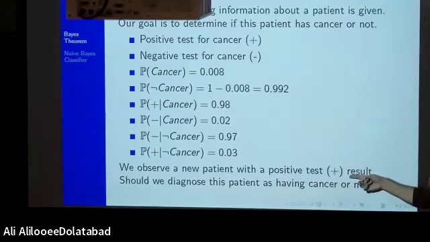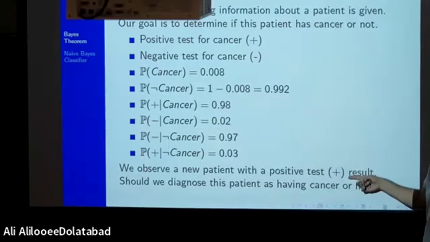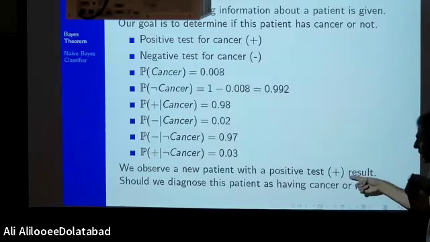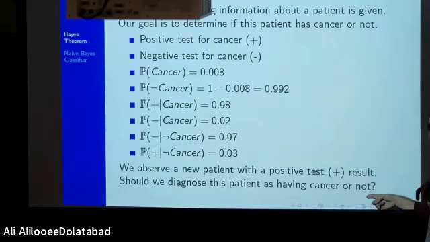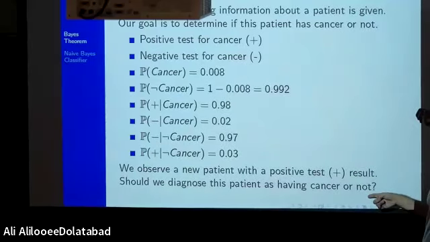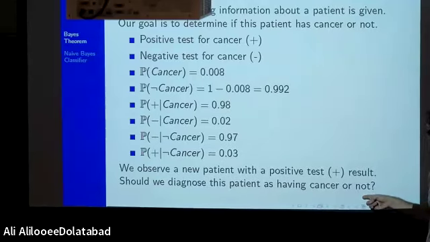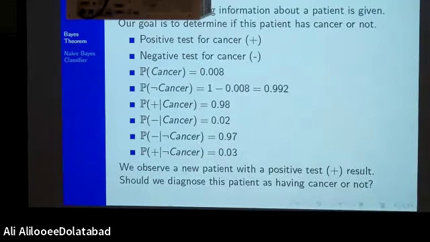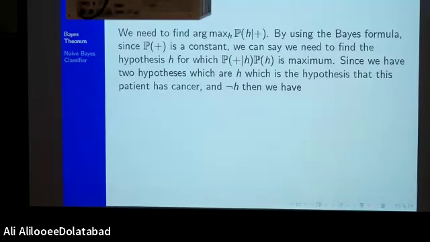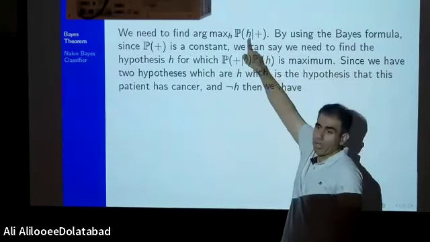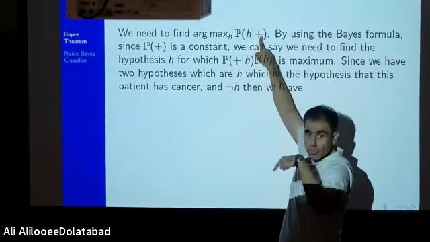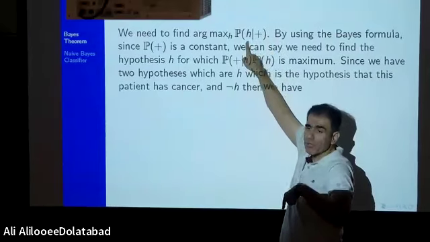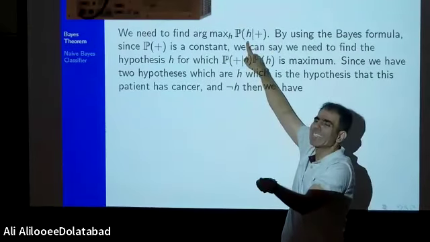This first one comes from data, because you assume that the new patient comes and the test comes positive. It comes from data. You want to know whether we should diagnose this person as cancer or not cancer. This is the hypothesis. But my goal is to find this probability. Again, data and hypothesis: the test of this person comes positive, and my goal is to find the probability that this person has cancer.